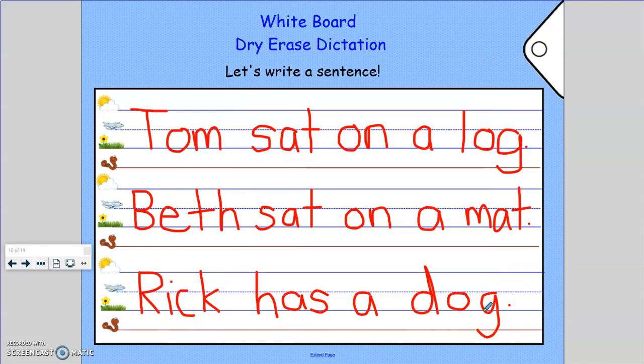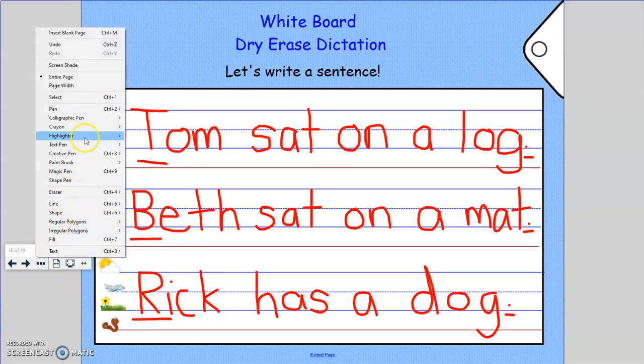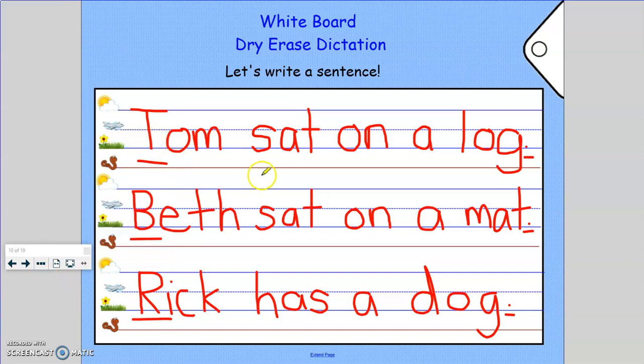Now let's go through our sentences and make sure we remember all the things we need to make our sentence correct. So the first thing that we need is we need to make sure the first letter in our sentence is capital. Are they all capital? Yes, they are. The second thing we always need to make sure we remember is to have punctuation at the end of our sentence. We can't ever forget that. So do all of our sentences have punctuation? Yes, they do.